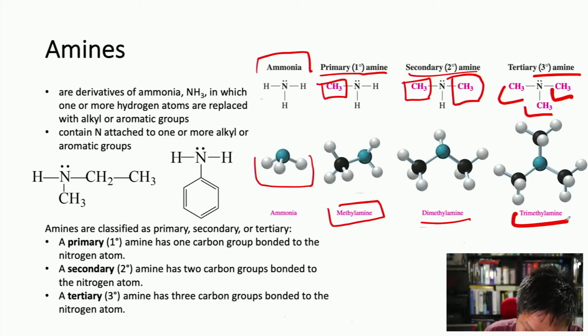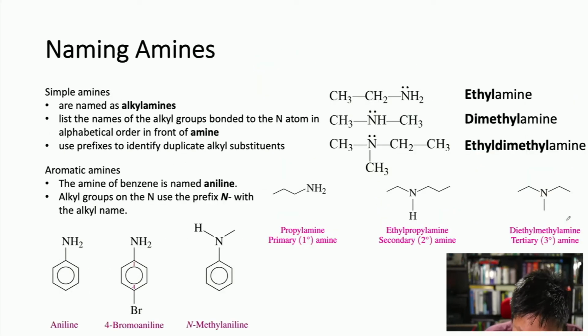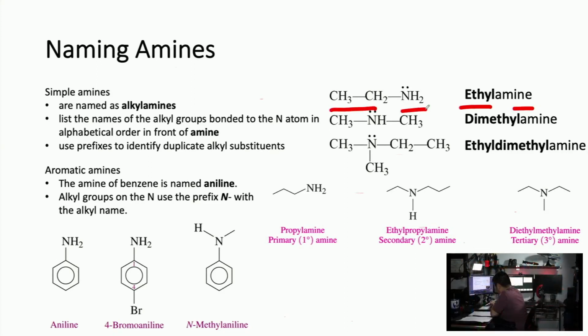So how do we name amines? Well, they're named simply by their alkyl name and the word amine. In the case of this one, that's an ethyl group with an amine, so it's ethylamine. Here, there are two methyls connected to the amine, so that's dimethylamine. And here, we have a methyl and a methyl, so that's two methyls and an ethyl. We'll do this alphabetically, so it's ethyl dimethylamine.